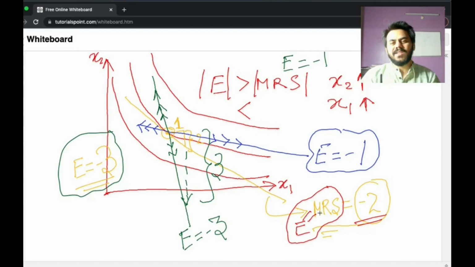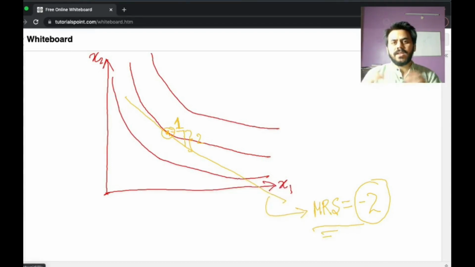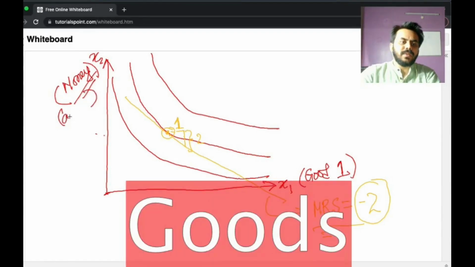And when the exchange rate is equal to MRS, you have no benefits of trading. The concept of MRS is not restricted to just 2 goods. Now I can say that good 2 is the extra money which I have, or I can say just money. This is the money which I still have after buying good 1. So this is my good 1, and the rest of the money is spent on all the other goods, right? This is spent on all goods.